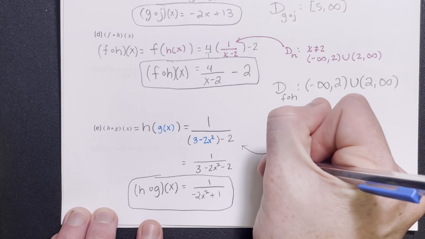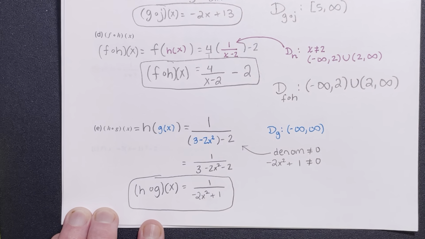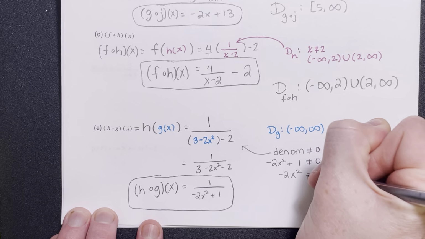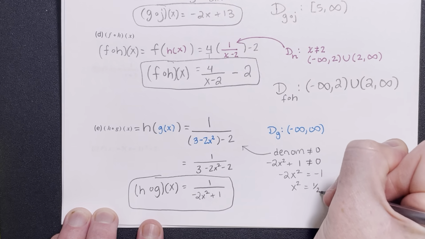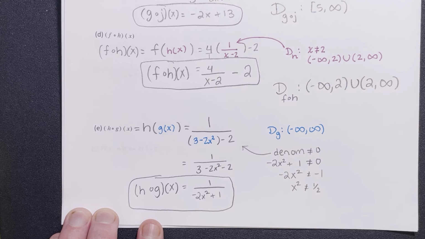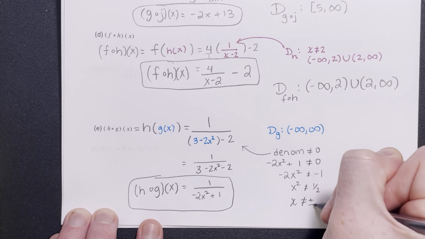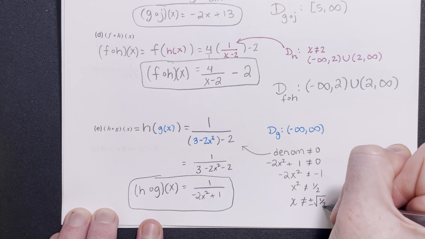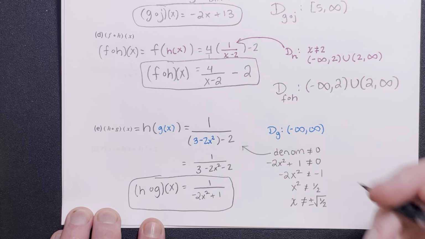Our denominator is negative 2x squared plus 1, and we're going to solve that equation. I can subtract the 1 and divide by negative 2. So x squared cannot equal 1/2. And then we square root both sides. Because we are square rooting both sides, we need the positive or negative square root of 1/2. And that's not going to be a pretty number, and that's okay. It doesn't have to be a pretty number.